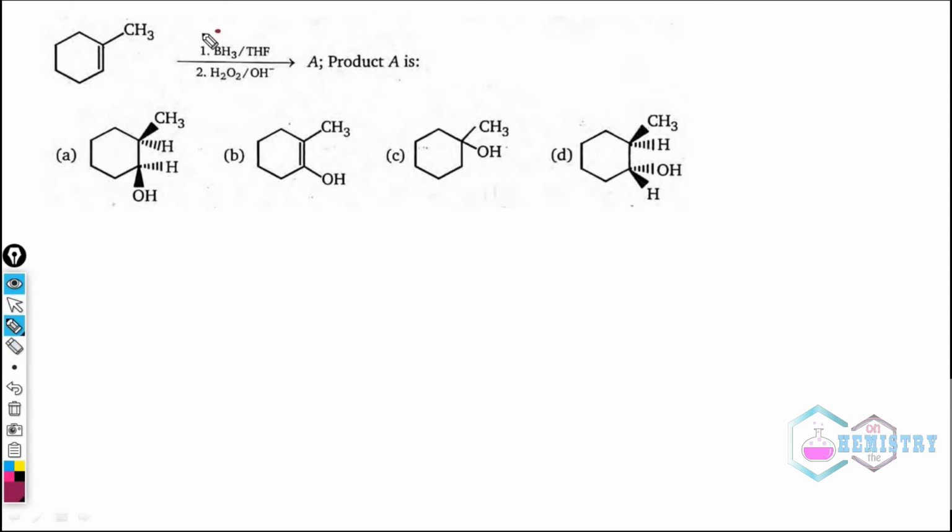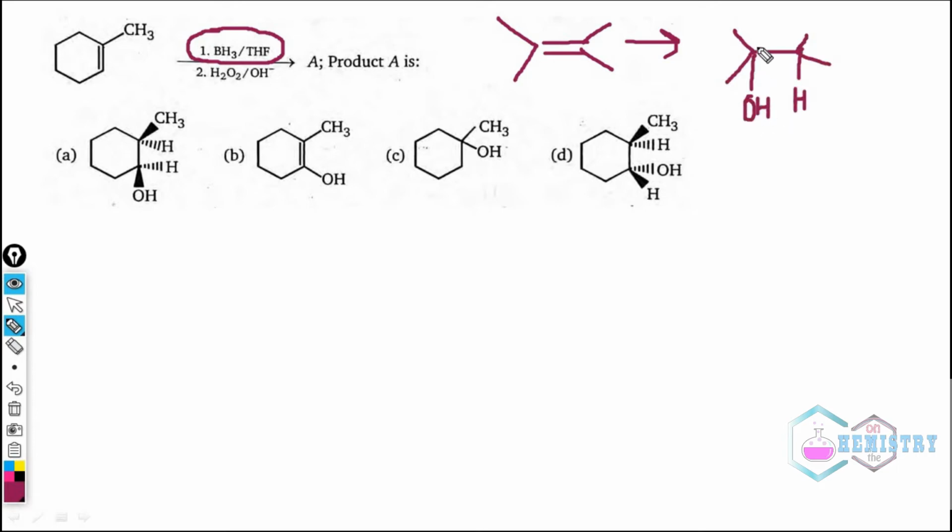It has been asked that we need to complete a hydroboration oxidation reaction, a very simple reaction. What happens in a hydroboration and oxidation reaction? In a double bond, H and OH are added. H is added to the more substituted carbon and OH is added to the less substituted carbon. That means anti-Markovnikov addition occurs.